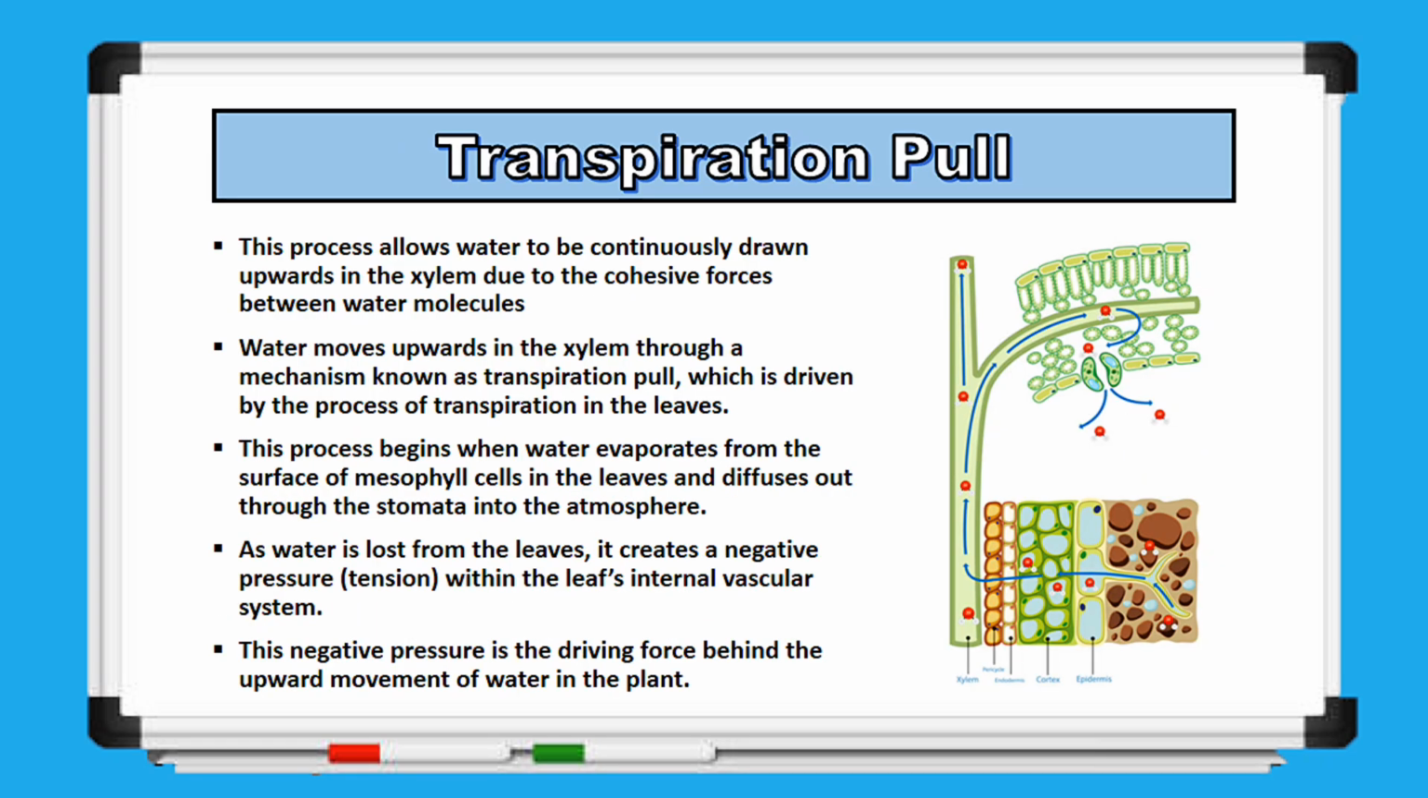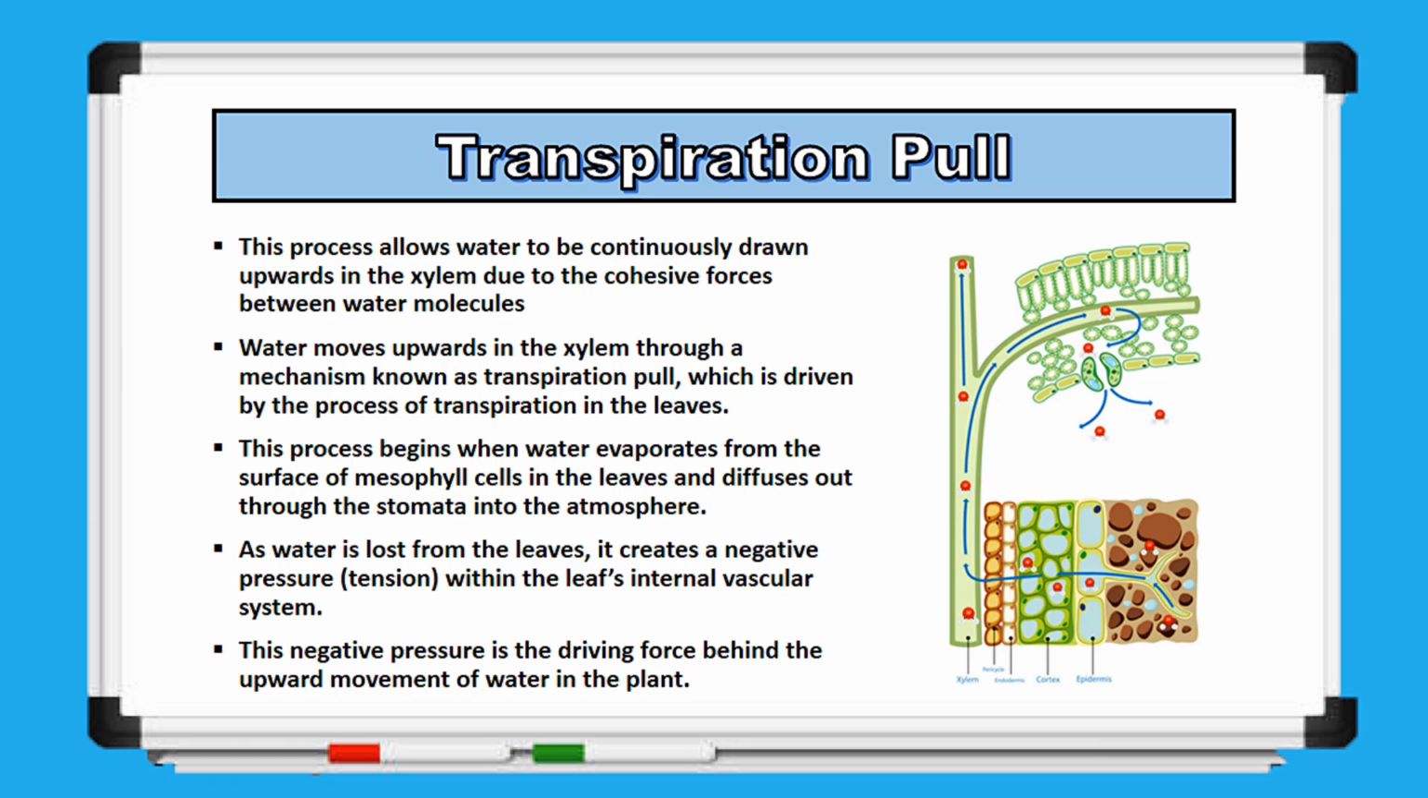Now, focusing on transpiration pull, this is the process that allows water to be continuously drawn upward in the xylem, and it happens because of the cohesive forces between water molecules, in other words, the tendency of water molecules to stick to each other. The upward movement of water in the xylem happens through this mechanism, and it's driven by transpiration taking place in the leaves. The sequence starts when water evaporates from the surface of the mesophyll cells inside the leaf. Once it's evaporated, the water vapor diffuses out through the stomata into the atmosphere. When this water is lost from the leaf, it creates a negative pressure, or tension, inside the vascular system of the leaf. This tension acts like a pulling force, drawing more water upward through the xylem from the roots. So, the negative pressure created by water loss in the leaves is actually the key driving force behind the entire upward movement of water in the plant. Without it, the transpiration stream could not be sustained.